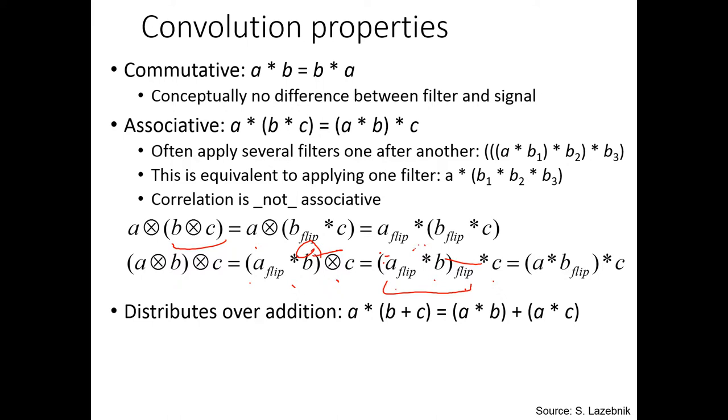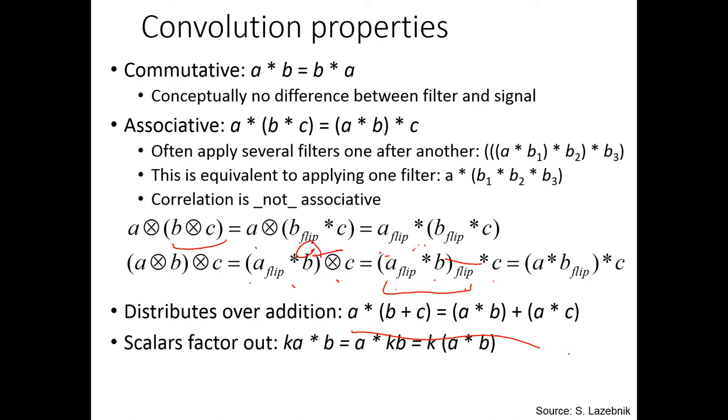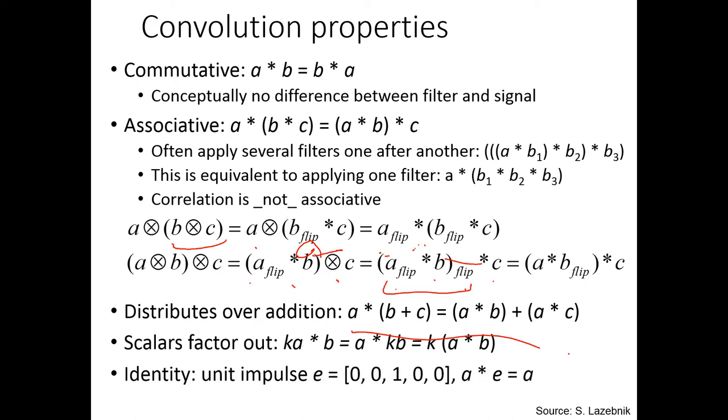Another property is that convolution is distributive. The convolution operator can distribute over addition, like this. And a scaling factor can be pulled out and so on and so forth.